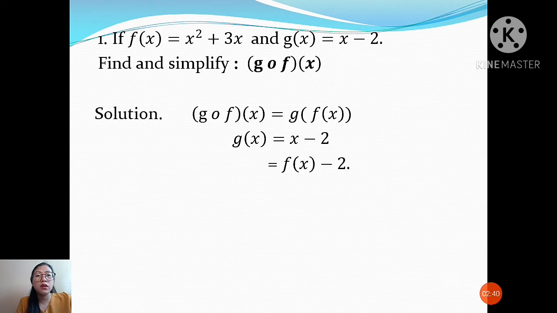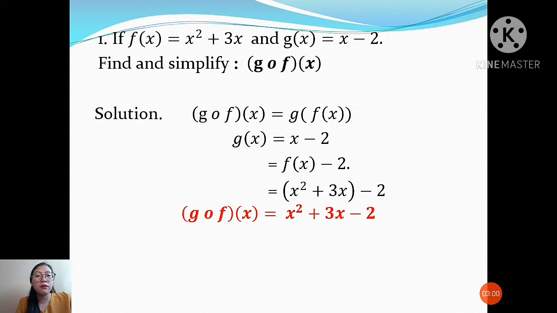Then substitute or plug in the input function, which is f of x. So that's why it will become f of x minus 2. Since f of x is given, we just simply substitute it. So it will become x squared plus 3x minus 2. To simplify, for the final answer, g composed with f of x is equal to x squared plus 3x minus 2. So that is the final answer for exercise number 1. If you got the right answer, you're great.